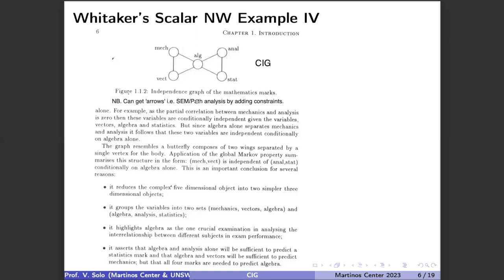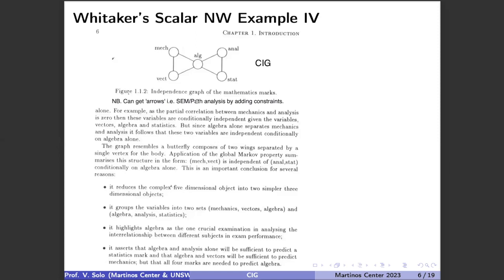The conditional independence graph I've got so far is unexceptional. That's not quite the right word. Structural equation modeling and path analysis remain controversial because you're attempting to get a causal inference out of observational data, typically, and that's a problem. We've got more sophisticated ways of doing that. There's a whole story there.